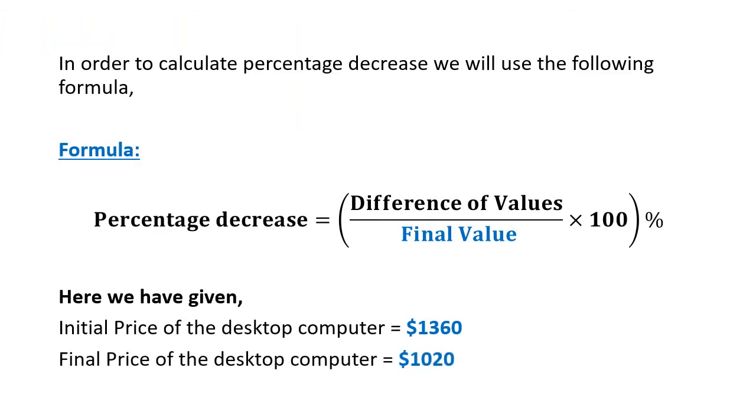In order to calculate percentage decrease, we will divide the difference of values by the final value, then multiply the result by 100 and place percentage sign next to it, as shown in the formula. Here we are given the initial price of the desktop computer equals $1,360, and the final price of the desktop computer equals $1,020.